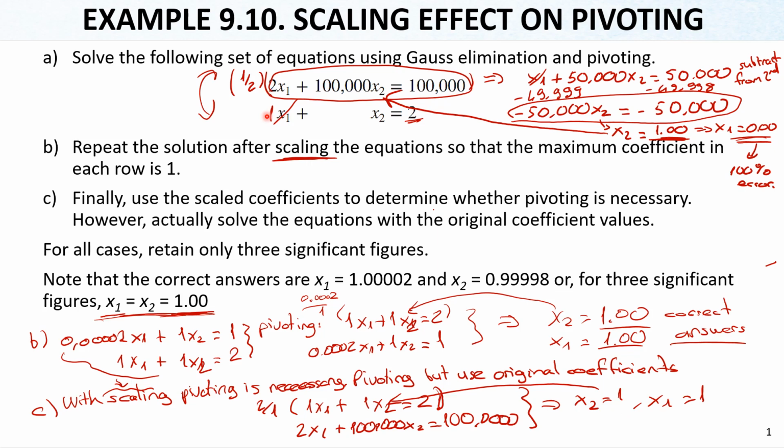You can use either the original coefficients once you did scaling and pivoted the elements, then you can use the original equations, or you can use the scaled equations. I mean, both will be okay.